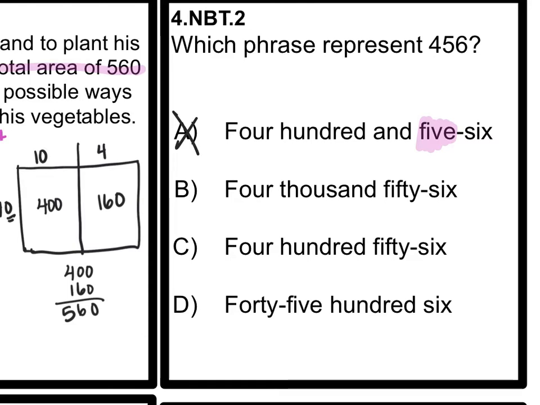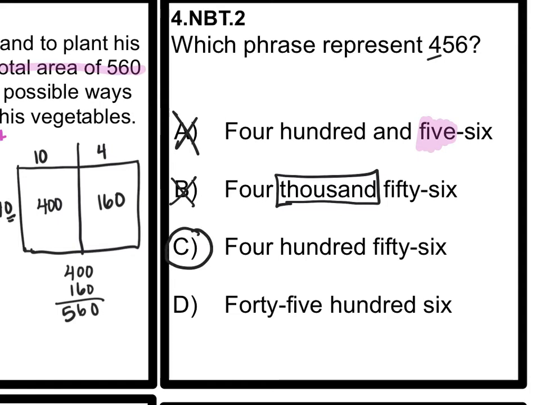The next one says 4,056. That's definitely not going to be a correct response because of this right here. I do not have thousands placed up here. C, 456. That sounds like a really great answer. I'm going to circle it.